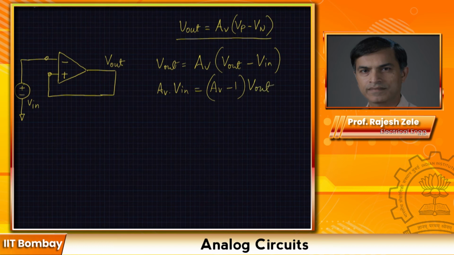Then we can say AV times V in is equal to (AV minus 1) times V out. So then we can say that V out divided by V in is equal to, what is that equal to? That is going to be equal to AV divided by (AV minus 1). Since AV is a really large number, you can say that's pretty close to 1, right? So if I apply an input voltage, I should see an output voltage equal to the input voltage.